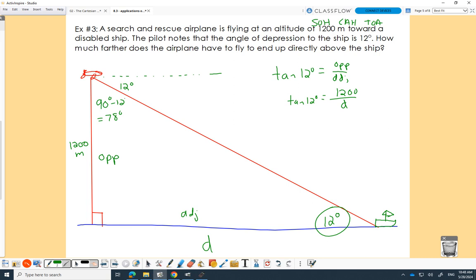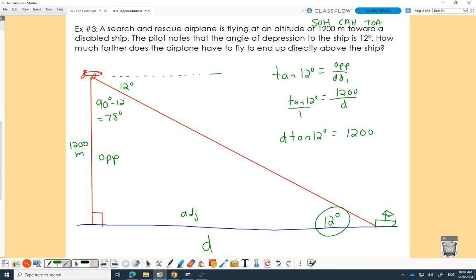Right, and where is the adjacent? It's on the bottom. That's a little tiny wrinkle, and we'll challenge your algebra just a little bit, because then you've got to put tan 12 over 1, that's what Aubrey said. Cross multiply. But what happens is I get d tan 12. I don't get d equals. I get d times tan 12 equals. Is that no problem?